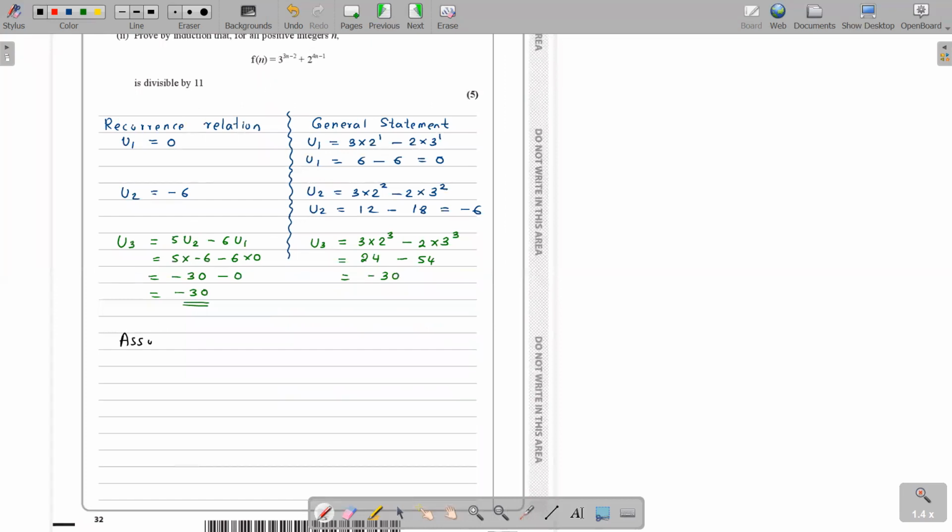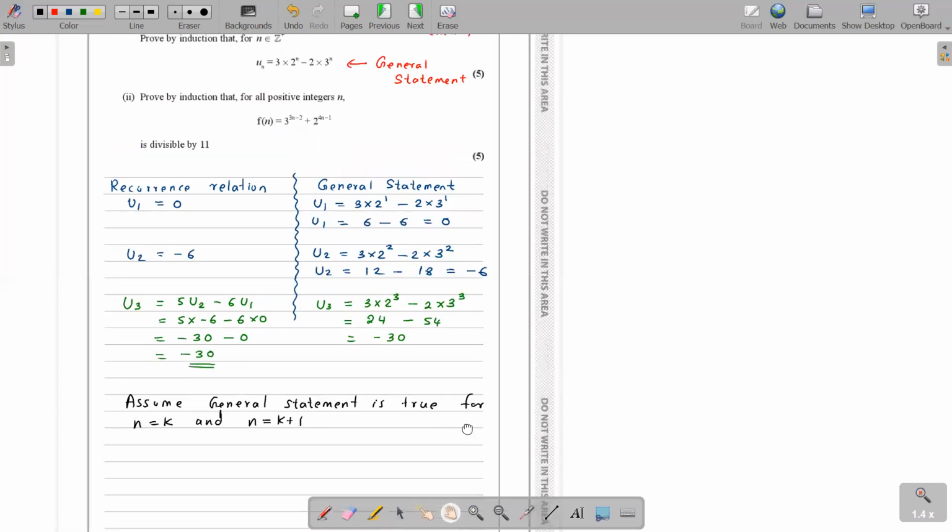Assume the general statement is true for n equal k and n equal k plus 1. So when n equal k, what's your general statement?